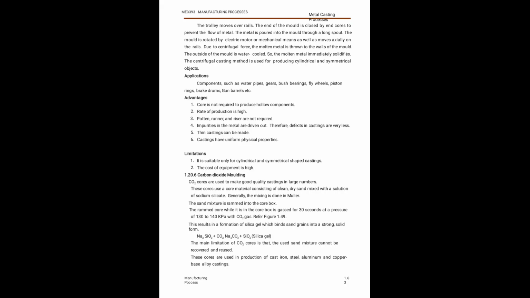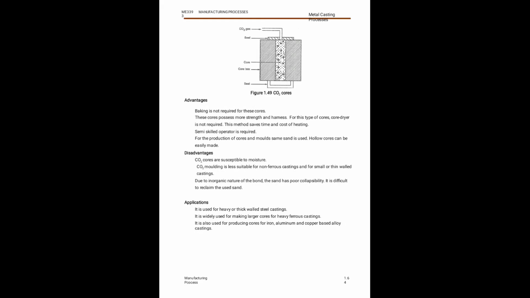The rammed core in the core box is exposed for 30 seconds to 130 to 140 kilopascal of CO2 gas. So the silica makes a silica gel, and it gives good strength to hold the core sand and makes it harder. So in just 30 seconds the core is made. It is a very fast method for making a core in the CO2 core making process.